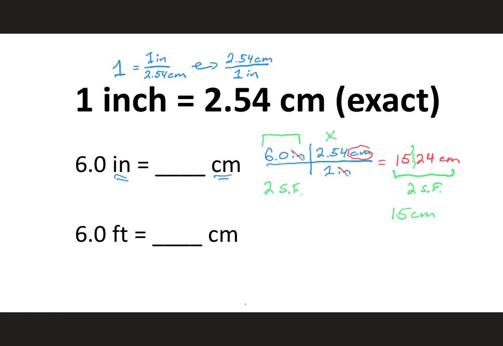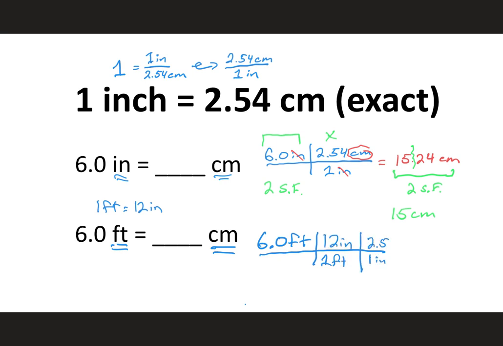Our next conversion, we need something extra. We need to know that 1 foot is equal to 12 inches. So now we can use that to convert from 6 feet to whatever our answer is going to be in centimeters. And let's go ahead and take a look at how we do that. In 6 feet, we know that 1 foot is 12 inches, and that in 1 inch we have 2.54 centimeters. We can go ahead and double check that foot has canceled out with foot, inch has canceled out with inch. We're left with units of centimeters.